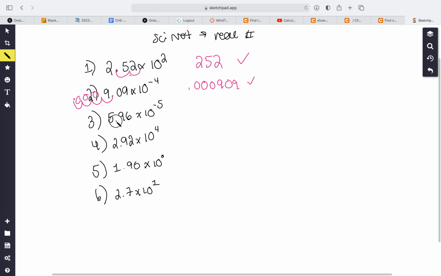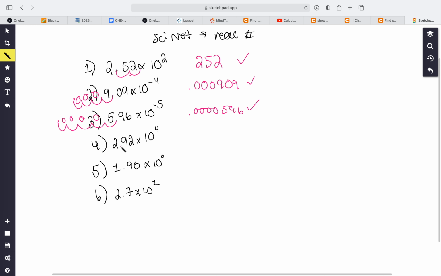All right, negative 5, same thing. We're moving it this way to make it smaller. 1, 2, 3, 4, 5. We're going to add the decimal point there and put 4 zeros in between. All right, 1, 2, 3, 4, 5, 9, 6. Awesome, so that one's done.